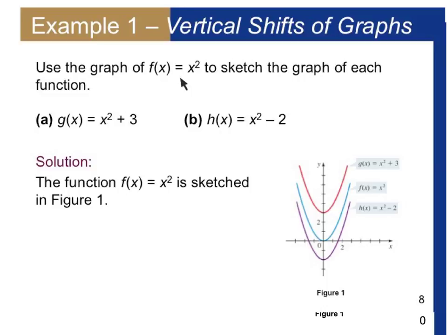So let's start with f of x equals x squared, and we want to look at how we move that to get g of x equals x squared plus 3, or for part B, h of x equals x squared minus 2. You can see x squared is the blue one here. Then x squared plus 3 means we move every point up 3 units, so we get this red one. And x squared minus 2, h of x, would be moving the blue one down by 2, so that would be the purple. Again, there are arrows at the end of each of these curves on both sides.